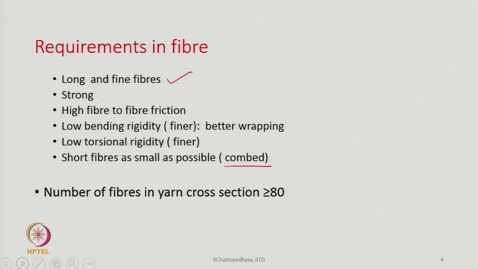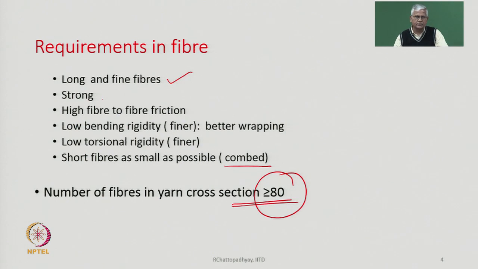Next, we move to another important piece of information: how many fibers we require in the yarn cross section, so that the spinning can be continued successfully without encountering too many breaks. And the number of fibers that we need here is at least 80. So, it should be greater than 80, that basically means that we should not allow the number of fibers to fall below 80. If it is more than 80, if it is 100, if it is 120, still better.